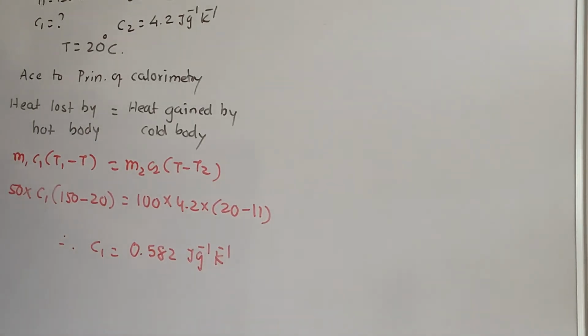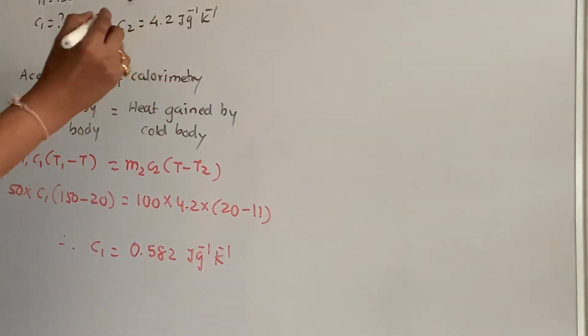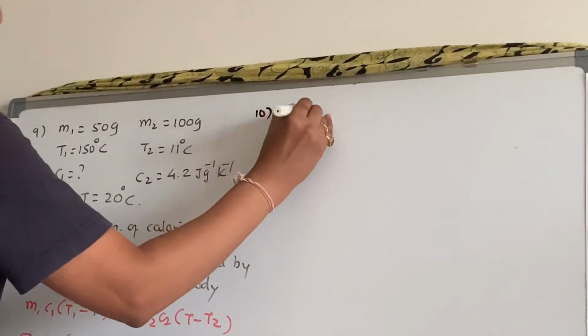Check question number 10. In question number 10, similar pattern. What is given? 45 gram of water at 50 degrees Celsius. M1 is 45 gram.